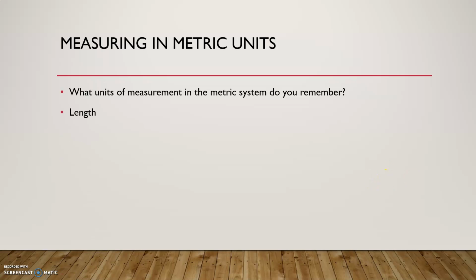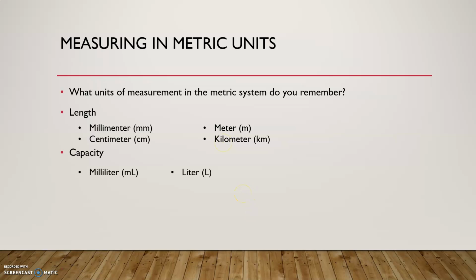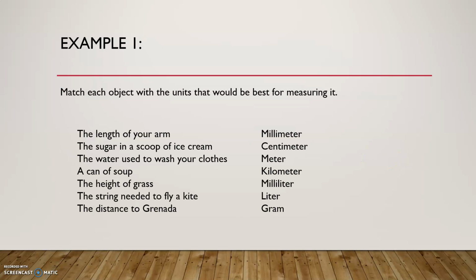Well, in terms of length, here are the four examples of ones that we're going to look at, because these are all ones that you can probably measure things in. You've measured things in millimeters and in centimeters and meters and kilometers. When we measure in capacity, we're looking at things like milliliters and liters. This would be like how much water is in this bottle. And then there's mass, and that's milligram, gram, and kilogram, and that would be things like how much you weigh.